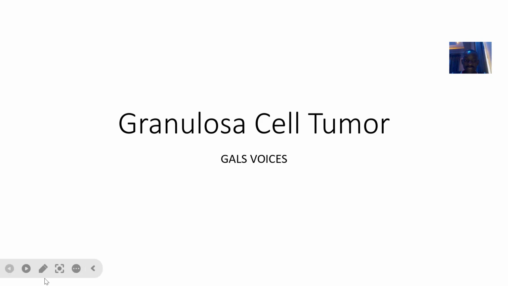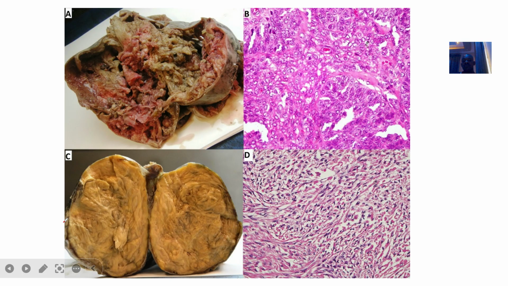So for the granulosa cell tumor, we'll talk about the characteristics. Of course, the characteristics should help you be able to differentiate it from the other types of tumors that could actually occur in the ovary. You understand? So for the granulosa, you could see how this tumor could actually present.